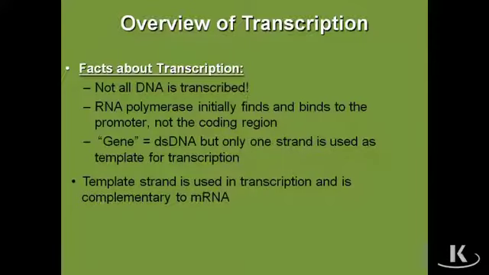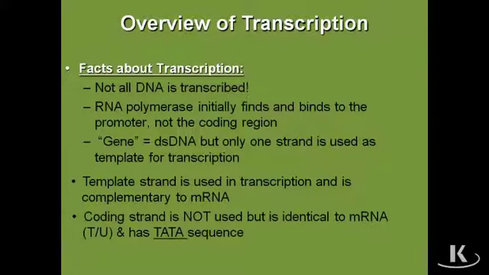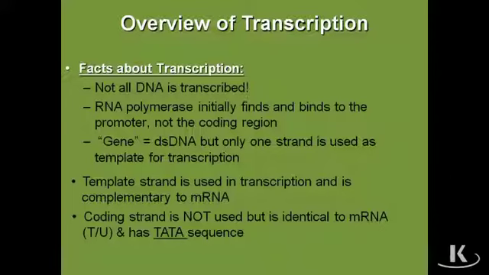What does that mean then? Well, there's a template strand that's used for transcription, and it's going to be complementary and anti-parallel to the mRNA that gets synthesized. The other strand, therefore, we call the coding strand, and it doesn't get used. It just sits there, it looks pretty, it ends up being identical to the messenger RNA with a couple key exceptions. Whereas there are T's in the coding strand, you will see U's in the mRNA, because remember, there are no U's in DNA, and there are no T's in RNA.